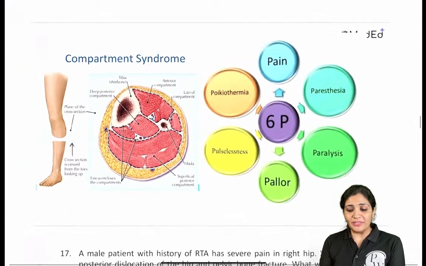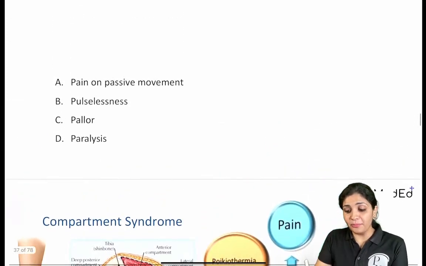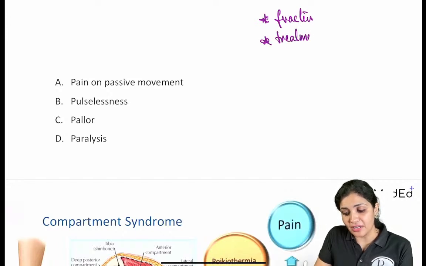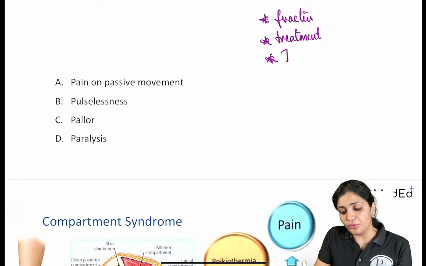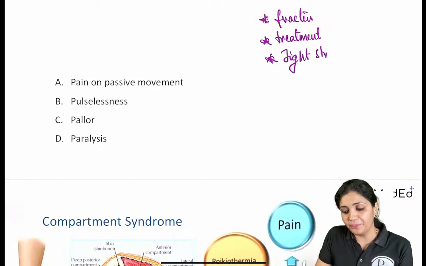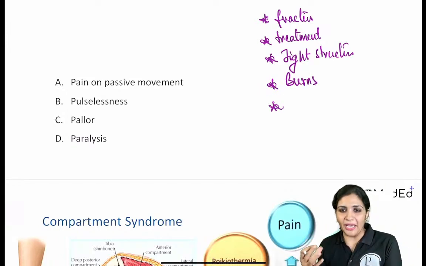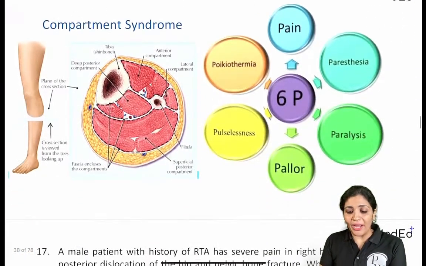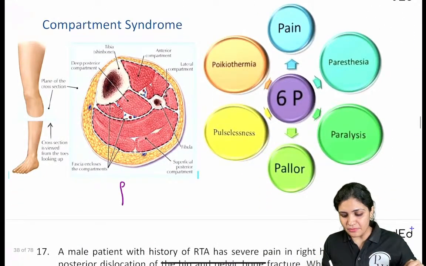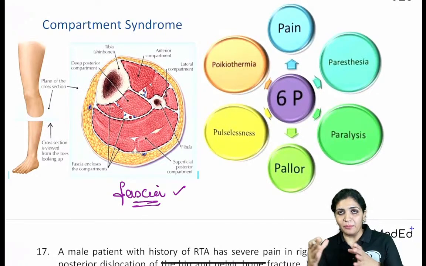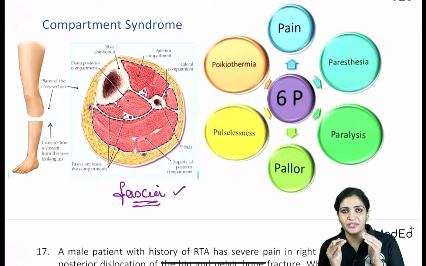Whenever there is a problem in this compartment, it can occur due to a fracture, or due to the treatment of the fracture, or if the patient has undergone surgical treatment, or due to tight structures present around it, or something like burns. These are all the various reasons where the compartment becomes tightened. Why does it become tightened? Because these compartments are divided by fascia, so there is only limited space.